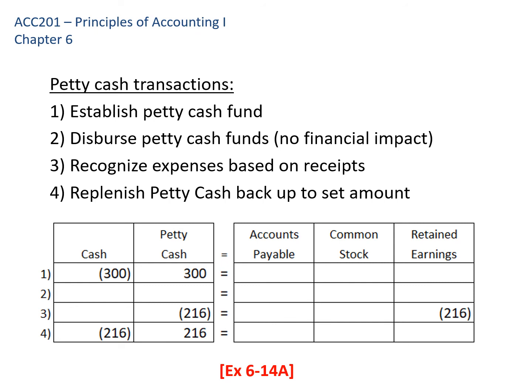Then on step 3, I'm going to go through the receipts and recognize those expenses. So I'll reduce petty cash, reduce retained earnings to recognize the expense, and then I'll fund it back up to that set amount. So I'll take $216 out of my checking account and put it into that metal box. Now my balance is back up to $300 at the end of the month. So again, look at 6-14 for some help with this one.